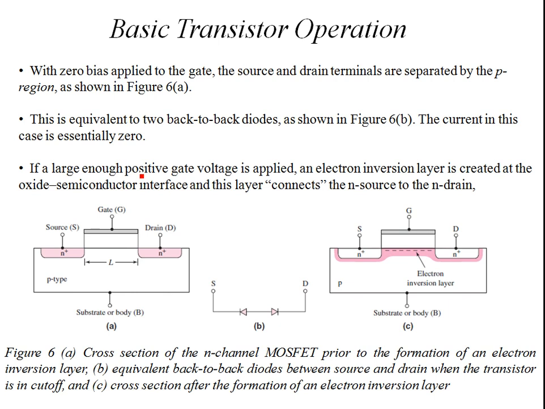To start with the basic operation of the transistor, once again, if I repeat the steps, if you're not going to have any VGS, any connection between gate and the substrate body, then these two terminals, source and drain, are separated by the p-type substrate. There is no channel, there is no flow of electrons. So with zero bias applied to the gate, the source and drain terminals are separated by the p regions, as shown in 6a, this figure. So this is equivalent to back-to-back diodes. Basically there is no current flowing because the junction is not forward biased. There is no channel. So the current in this case is essentially zero.